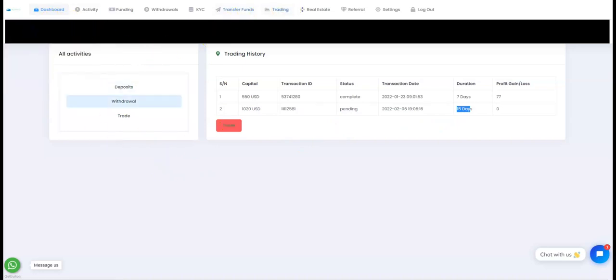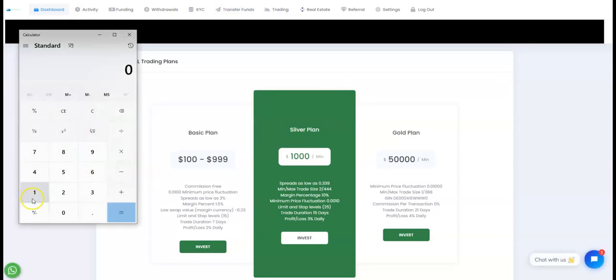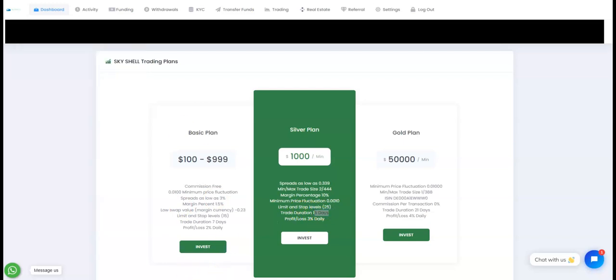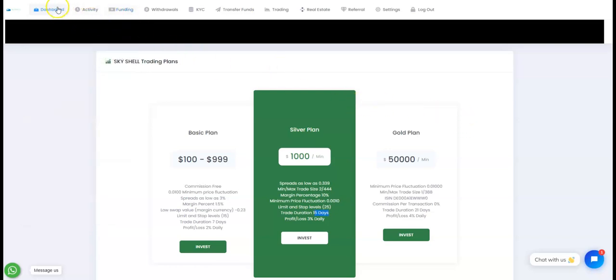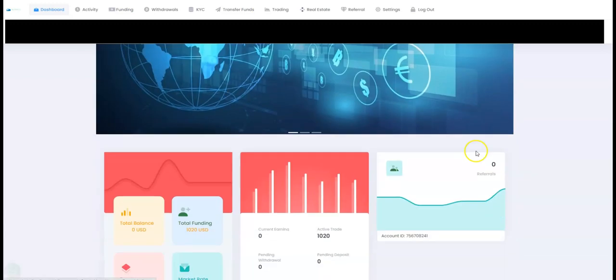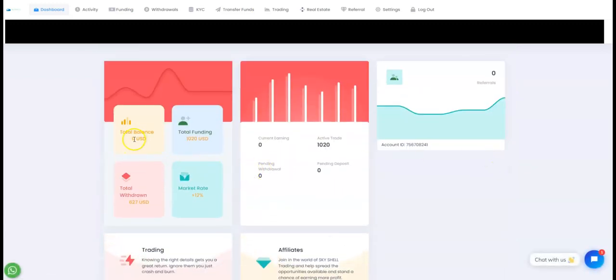Let's see here. $1,020 times 0.03. It's going to yield $30.60 per day for 15 days right there. So bring that back up times 15 days. It's going to be $459 plus the original. And what I'll do each day, I'll come in and make a quick short 1 minute, 2 minute video to show you the daily earnings or current earnings right there.